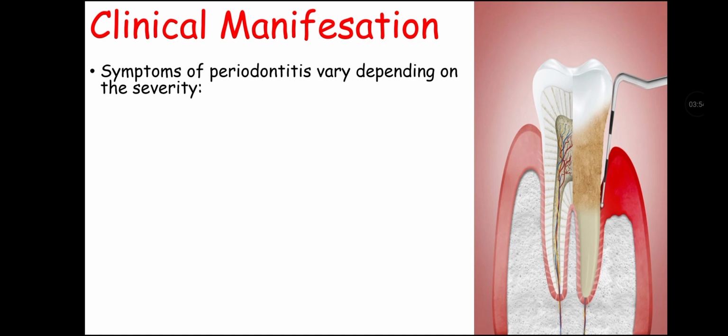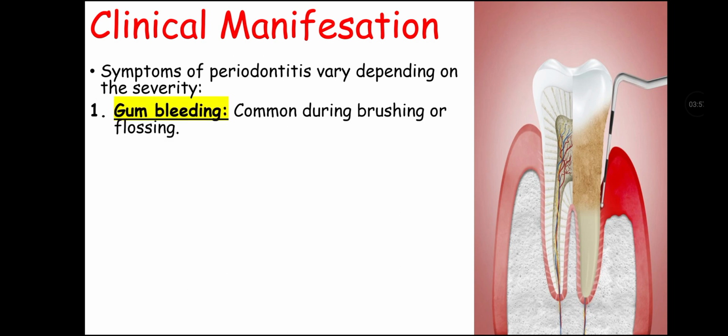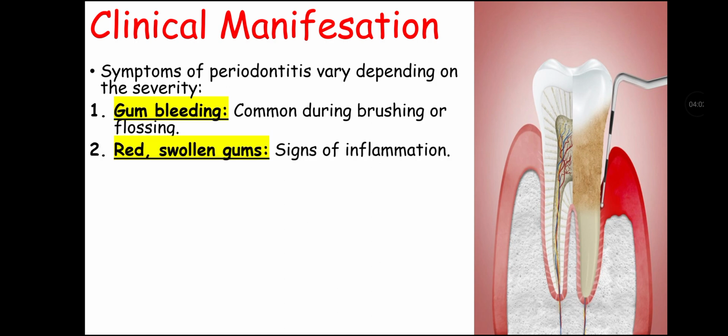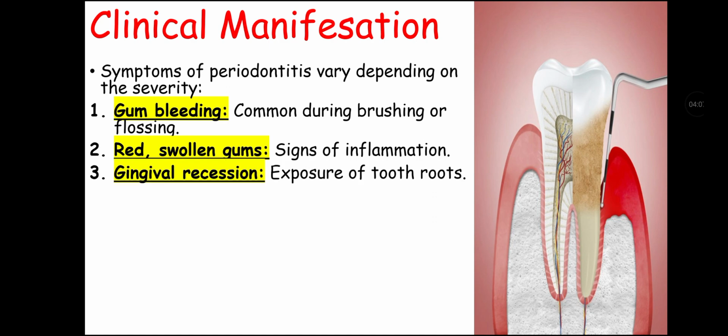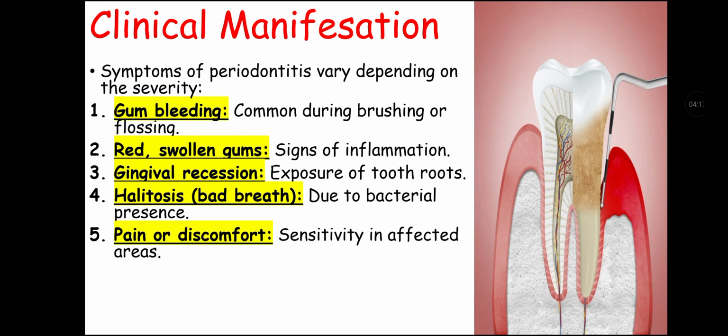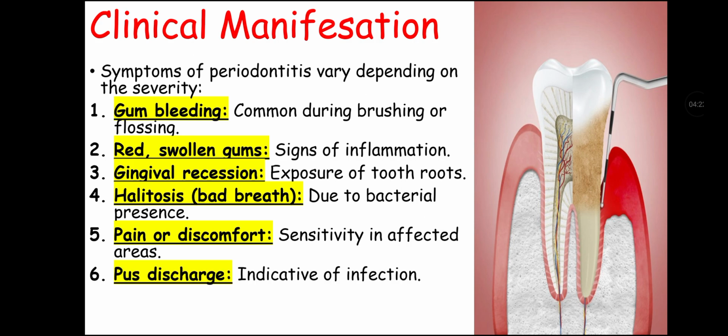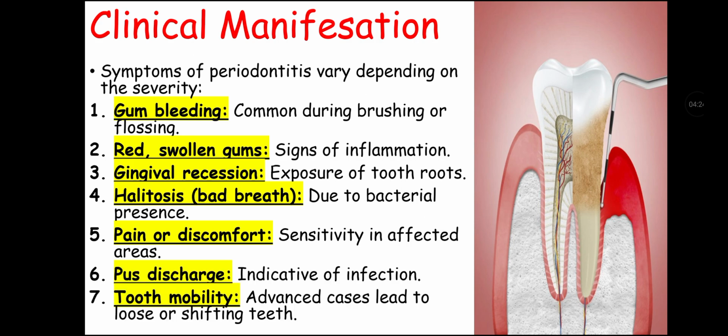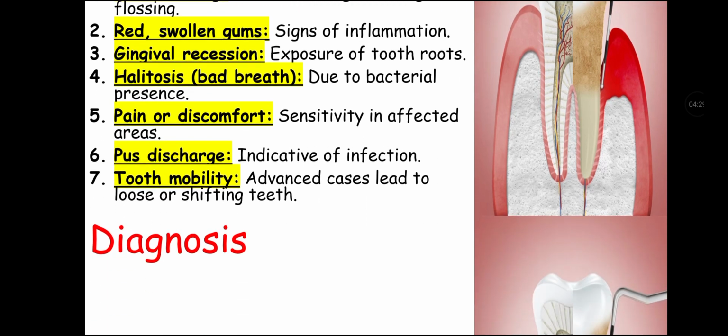Now let's talk about clinical manifestation of periodontitis. Symptoms of periodontitis vary depending on the severity of the condition. It includes gum bleeding, that is common during brushing or flossing. It also includes red or swollen gums that are signs of inflammation. It includes gingival recession, that is because of exposure of tooth roots. It may include halitosis, that is bad breath, and that may be due to bacterial presence. It may include pain or discomfort, that is sensitivity in the affected area, pus discharge, that is indicative of infection, and tooth mobility, that is in advanced cases leading to loosening or shifting of the teeth.